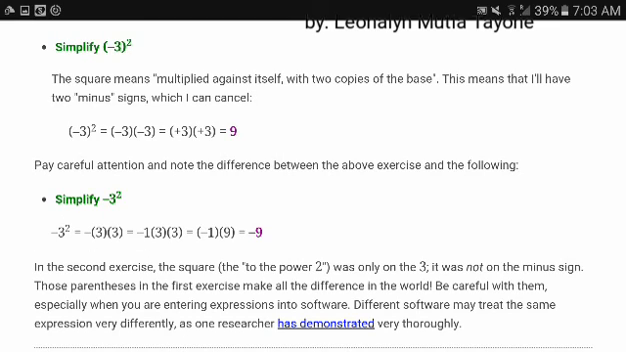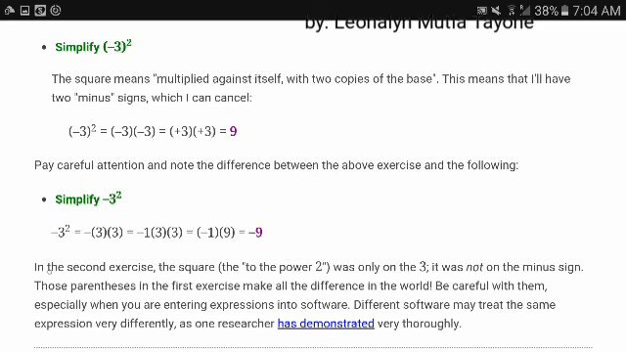Tingnan nyo yung next na example dito. Negative 3 raised to 2. Ibig sabihin nito, yung 3 lang ang ni-raise ng 2 at hindi kasama si negative. So, ang nangyayari dito, ang negative, nasa labas lang siya.